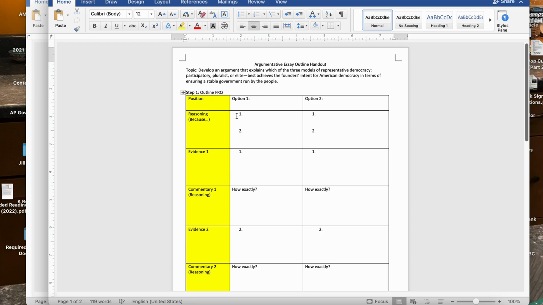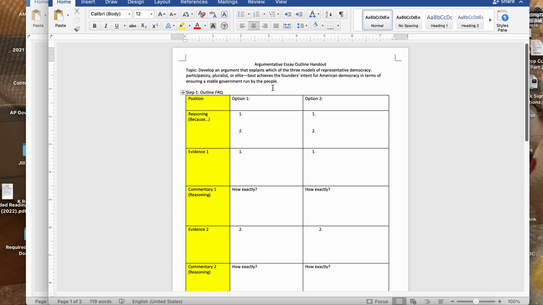But here's what you're doing. You're taking whatever you put for number 1 here and you're bringing it down here. Let's just say it's popular sovereignty, that a participatory democracy best serves the idea of popular sovereignty. Okay, that's what you put there. But this is where you get long-winded. This is where you do all your explaining. You have to tell me, the reader, how exactly a participatory democracy best serves popular sovereignty and how that best achieves the founders' intent for American democracy.